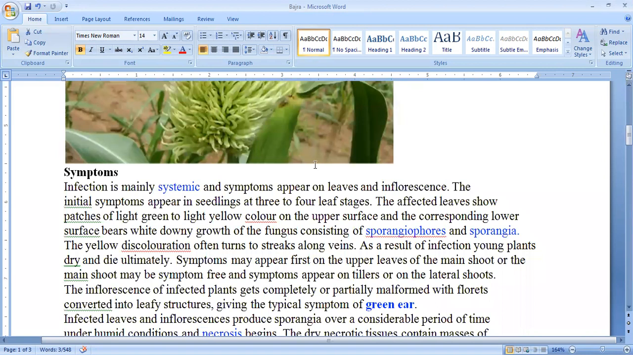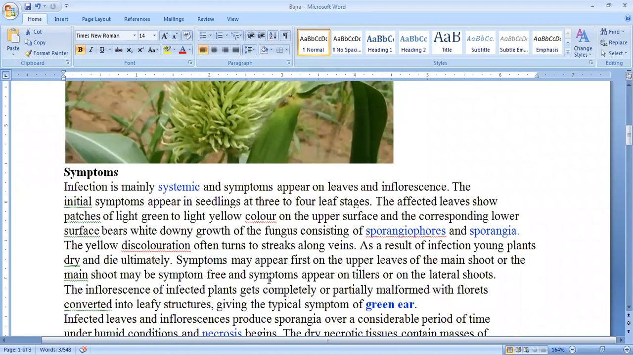As you can see, it is a systemic infection and symptoms appear on the leaves and inflorescence. The initial symptom is in the seedling at the 3 to 4 leaf stage, and the affected leaf shows patches of light green to light yellow color on the upper surface. So we all know, the word downy mildew does not mean that the infection is on the downside of the leaf, but it means that the growth is downy.